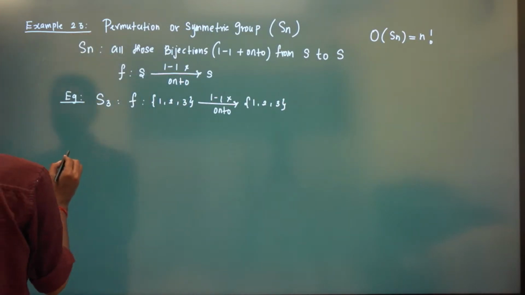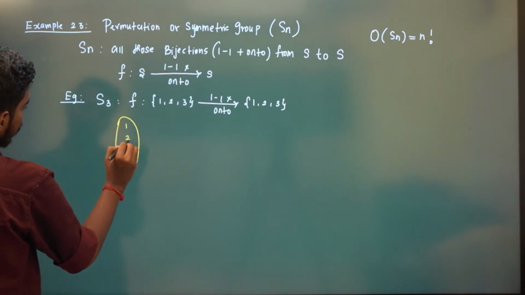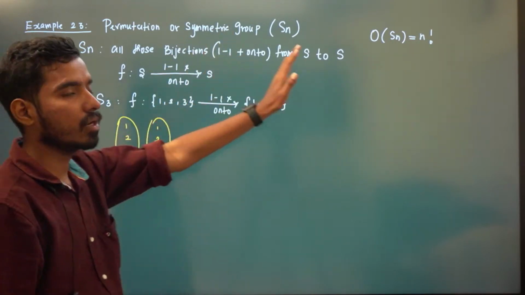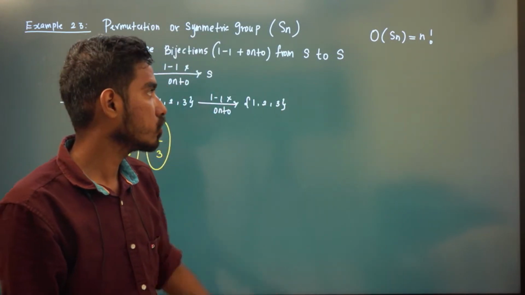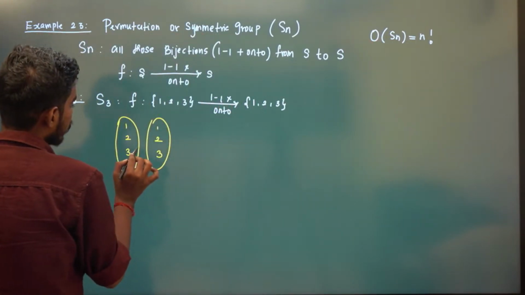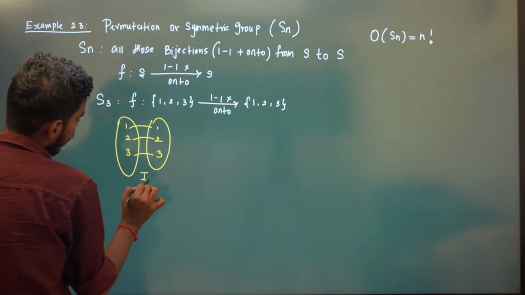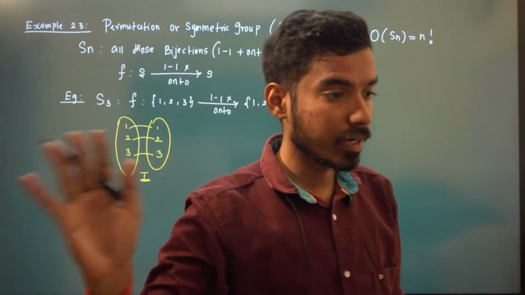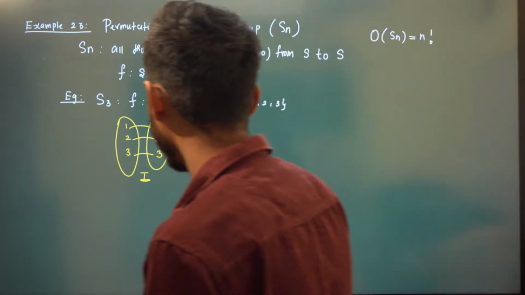Usually you will have 1, 2, 3, 1, 2, 3. You will have 6 elements. Always remember, order of Sn is n factorial. Here I'm putting n equal to 3, so that means it will be 3 factorial. 3 factorial is 6. So you'll have 6 elements here. First is the identity permutation. So 1 goes to 1, 2 goes to 2, 3 goes to 3. It is the identity because you need to connect all those one-to-one onto mappings. The first is the identity mapping. Every element is mapping to itself.